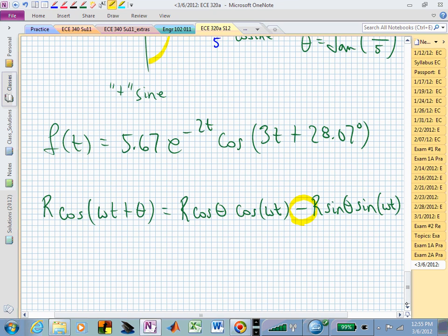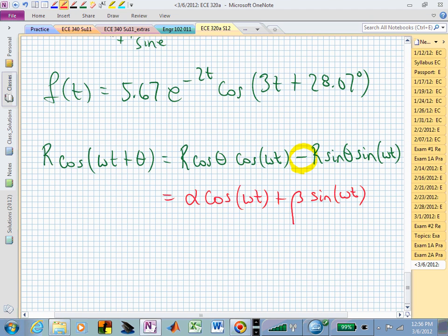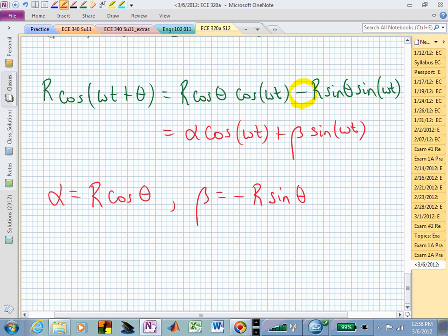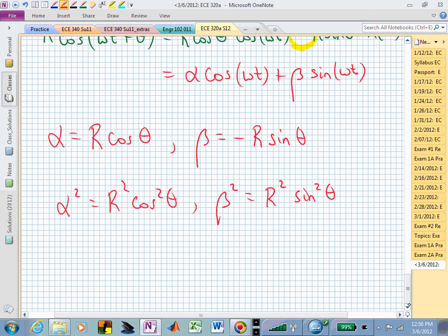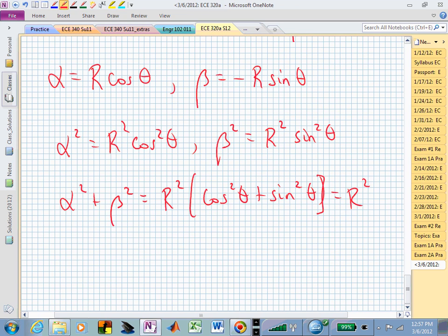Actually, you may not have your answer written in the form that's given, but it might be something like alpha cosine omega t plus beta sine omega t. And now you want to convert that into a single sinusoid in the cosine structure. Then you say, oh, alpha is r cosine theta and beta is minus r sine theta. And once you do this, hopefully you can see that if you square both of these, you have alpha squared plus beta squared, and that's where your magnitude comes from.